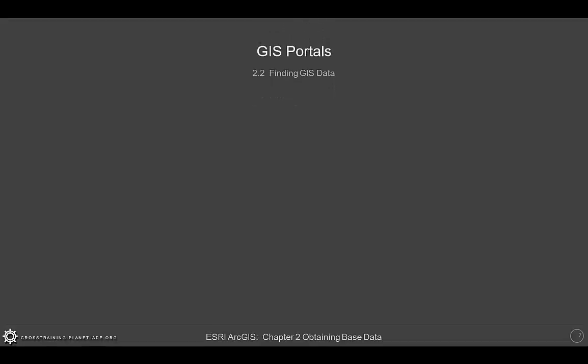GIS Data Portals. Where to look for GIS data. So where should we actually look? The first place I recommend looking is on your company's server.